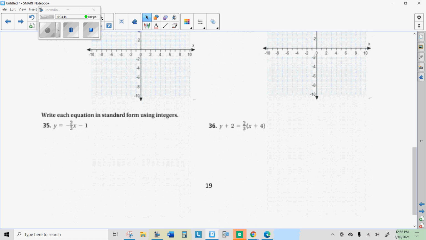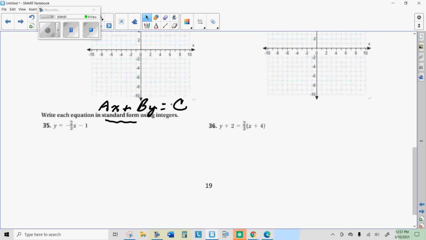Down here, I'm going to help you do one of these, and then you can try and do the other one. I'll give you some hints on that. It says put it in standard form, so it's good that we just went over that. And now we know that this is standard form where x and y are both on one side. Okay, and it says use integers, which means you can't have any fractions. So first thing I want to do is get rid of that fraction there.